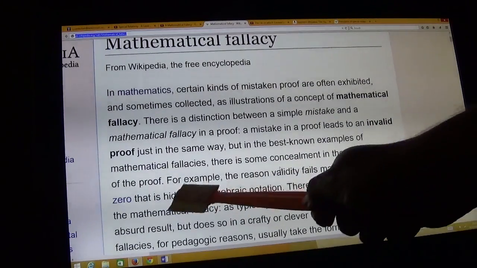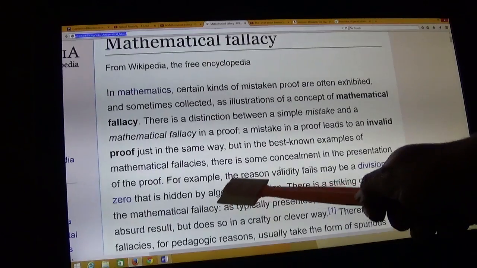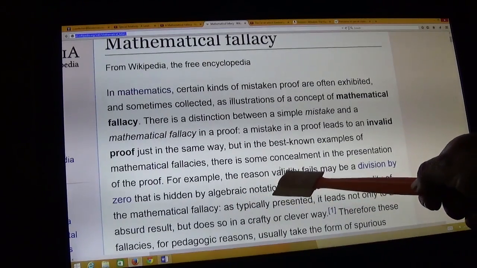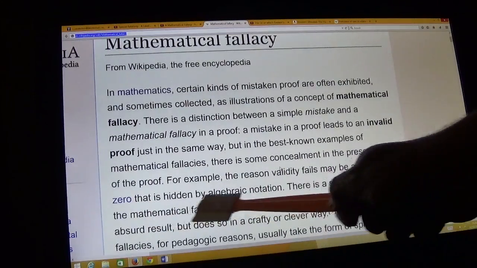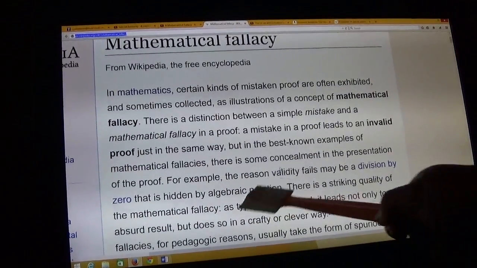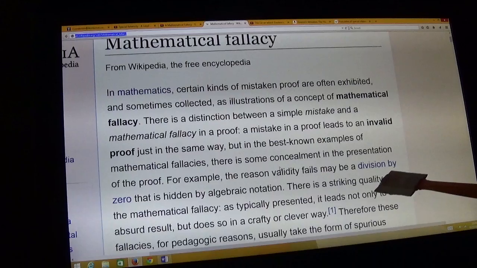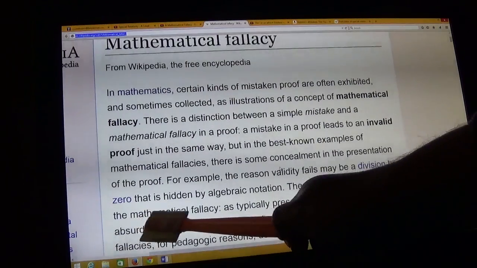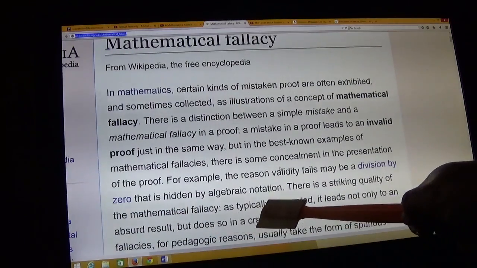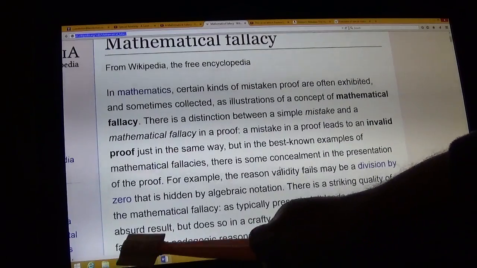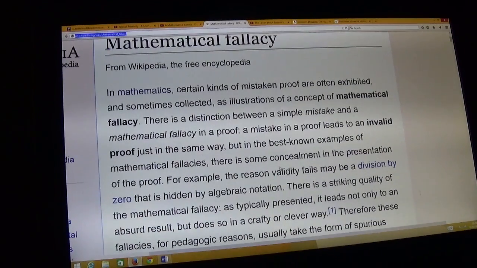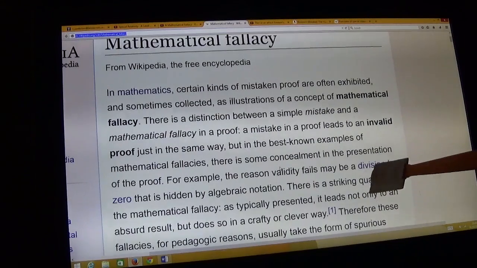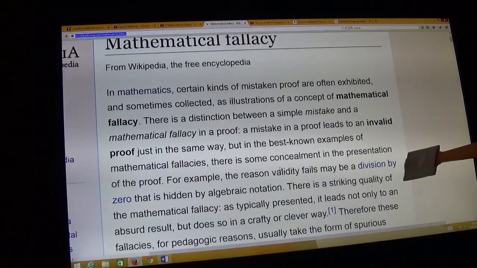For example, the reason validity fails may be a division by zero that is hidden by algebraic notation. There is a striking quality of the mathematical fallacy as typically presented. It leads not only to an observed result, but does so in a crafty or clever way. And what I will be dealing with in Einstein's relativity is the problem of division by zero.